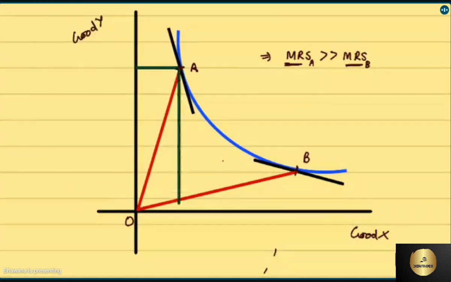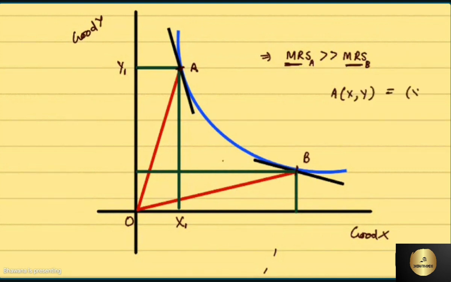At this point, you are consuming Y1, X1. You have a bundle for X and Y, which is equal to X1 and Y1. Okay. At point B, you are consuming Y2 and X2. So at point B, your bundle for X and Y is X2 and Y2. Okay. Based on MRS, your MRS at this point is higher than the MRS at point B.